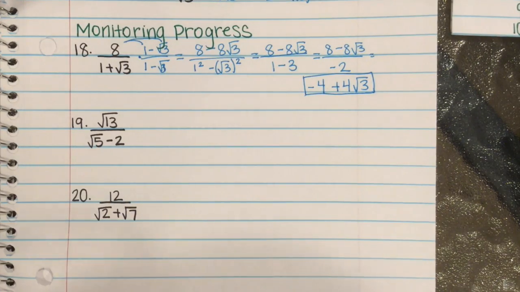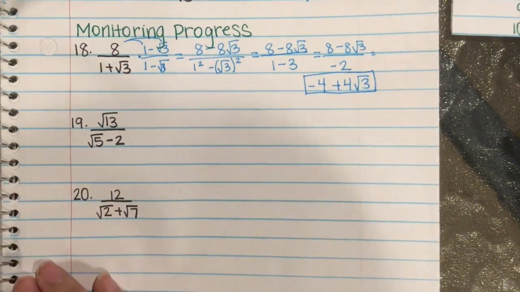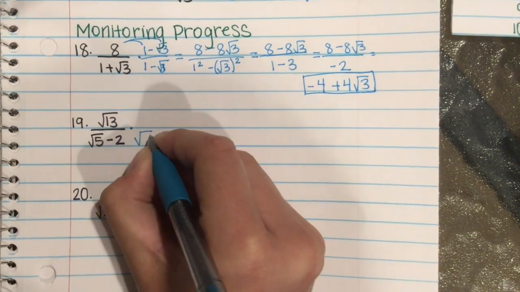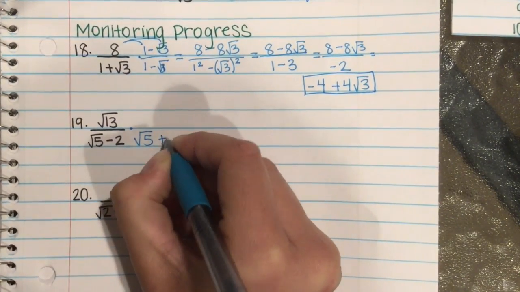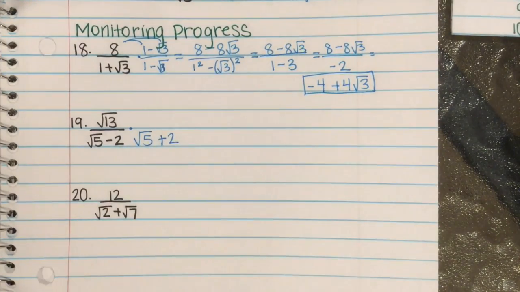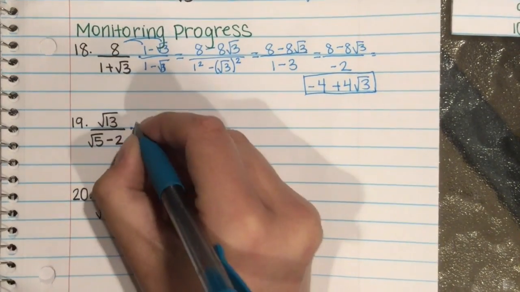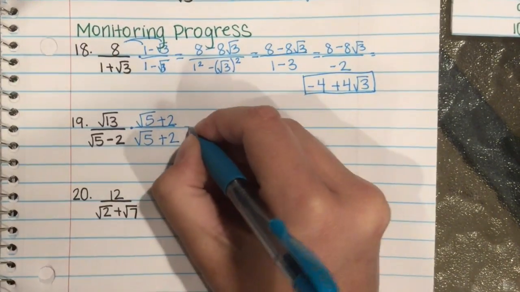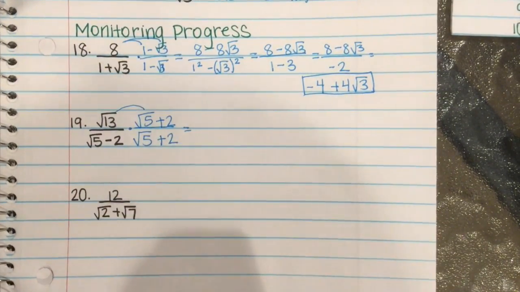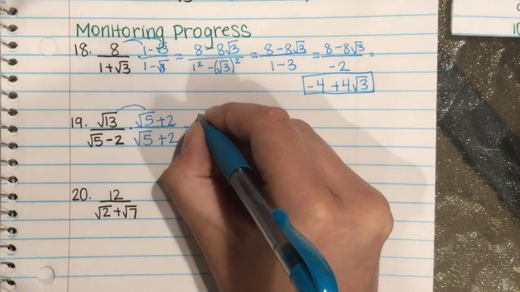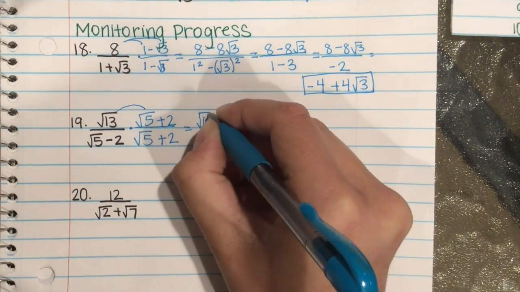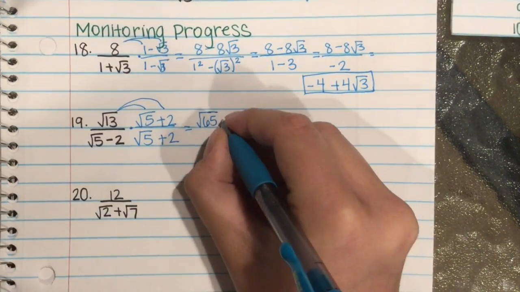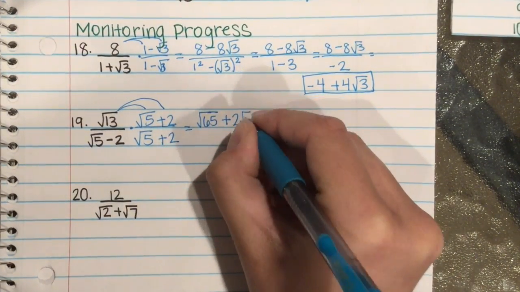In number 19, again, in order to rationalize the denominator, I will multiply by the conjugate. So in this case, it is the square root of 5 plus 2, and in the numerator as well. So in the numerator, I have the square root of 13 times the square root of 5, which gives me the square root of 65. And then the square root of 13 times 2, which will be plus 2 square root 13.